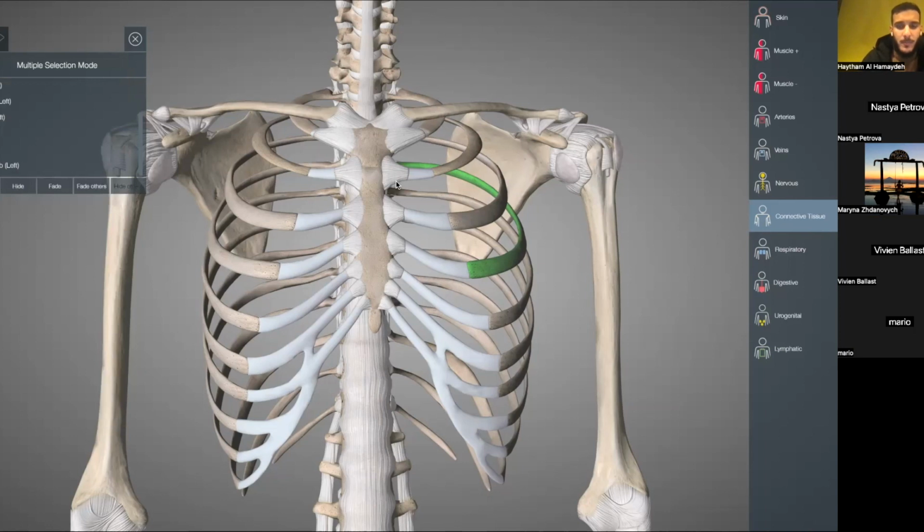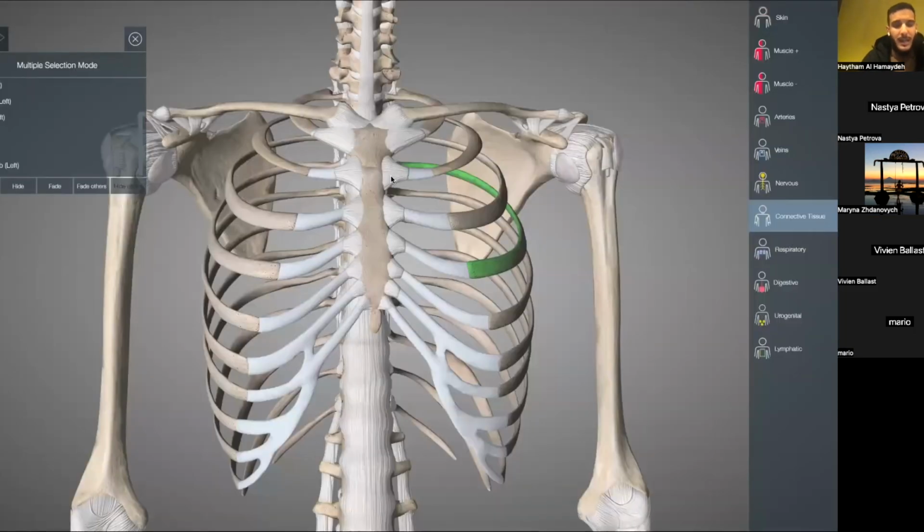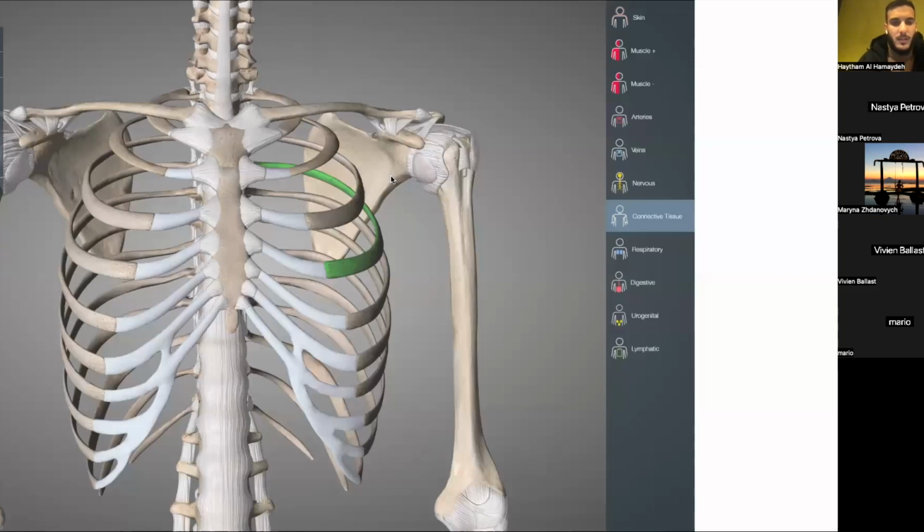The second sternocostal joint has a thin capsule reinforced by surrounding sternocostal ligaments. Here, thin capsule reinforced by surrounding sternocostal ligaments.